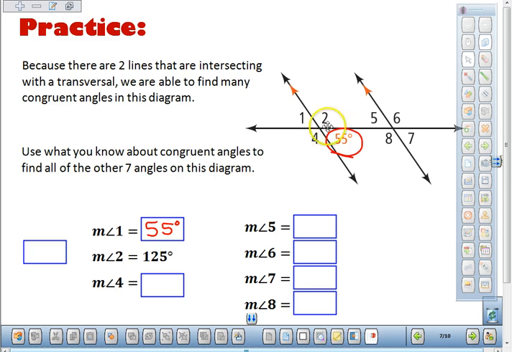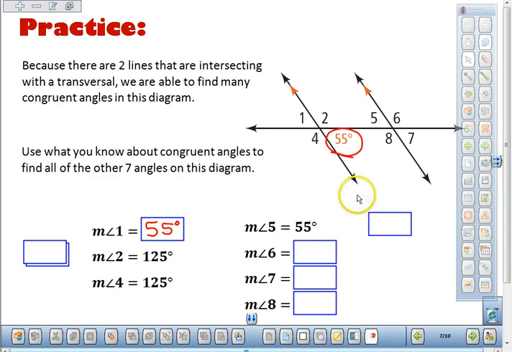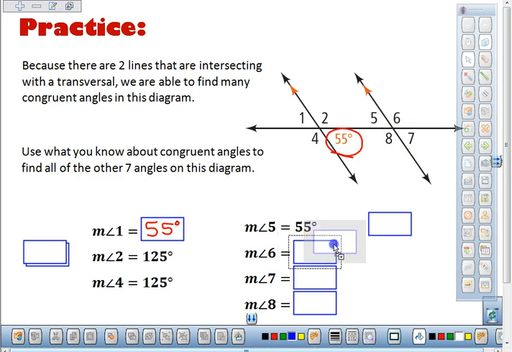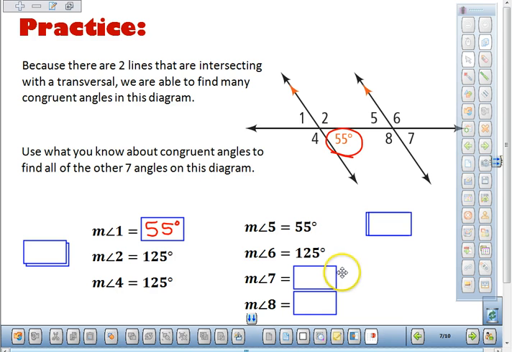Well, what do we know about 2 and 4? They are vertical, meaning they should be the same. But we also know that 4 and this 55-degree angle have to total to 180. And as you see, it's 125. We now want to go to the next picture over. What do we know about 1 and 5? They are corresponding. Corresponding are congruent. 5 and 6 supplementary. 6 has to be 125.